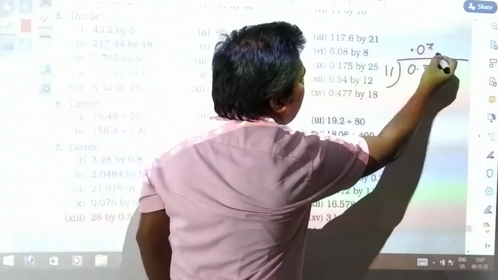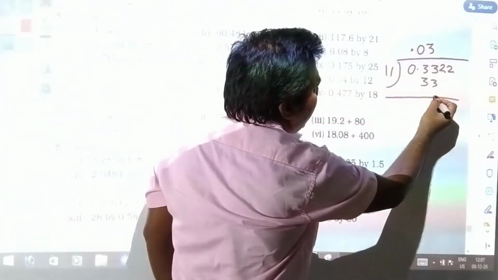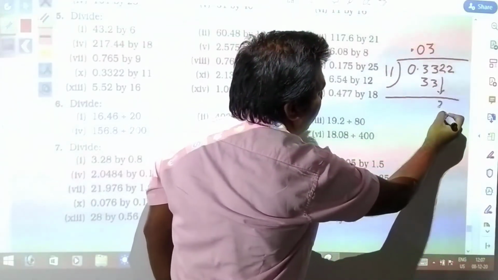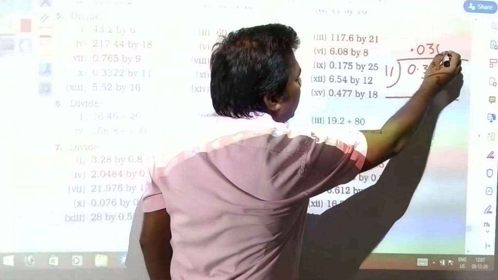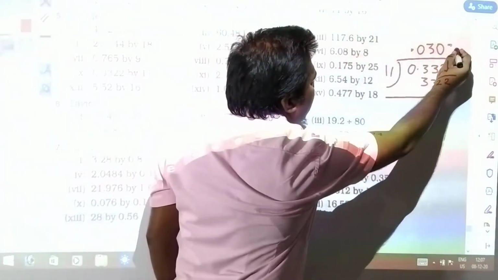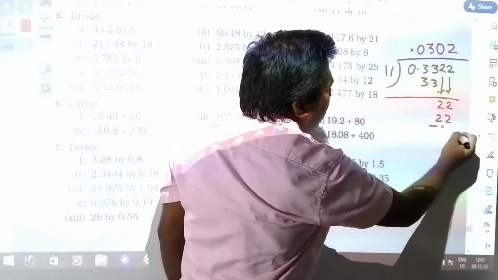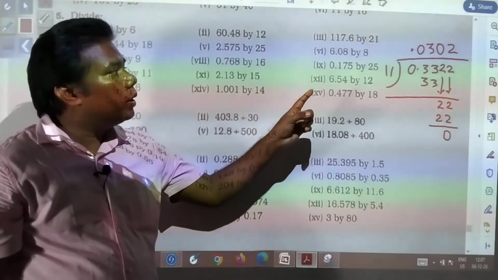11 3 ja 33. You subtract this, 0 you will get. Next number will be taken down 2. So again 2 is smaller, and for that 0 is required to be put, so that next number can be taken down. 11 2 ja 22. Remainder is 0. So your answer will be 0.0302.